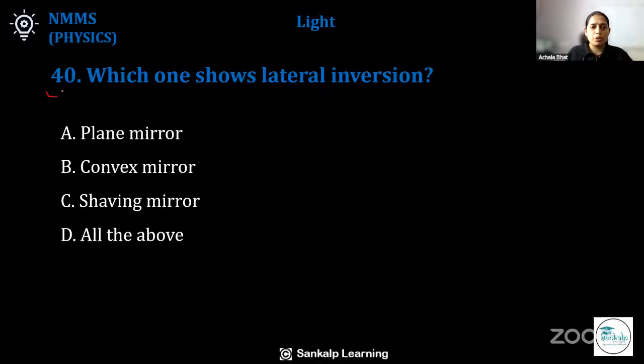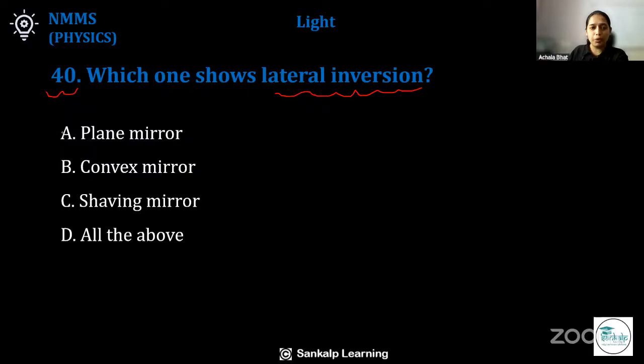Let us see question number 40 of NMMS Physics chapter Light. Which one shows lateral inversion? Okay, what is lateral inversion? Lateral inversion is the phenomenon in which the right side of the object appears as the left side in the image. That is lateral inversion. Which one shows lateral inversion?